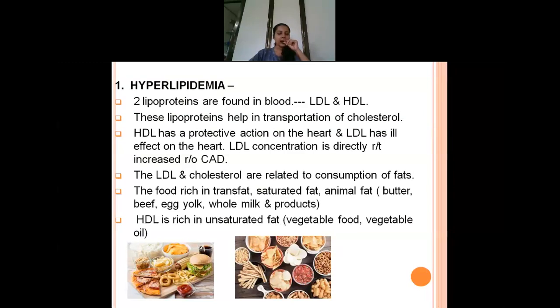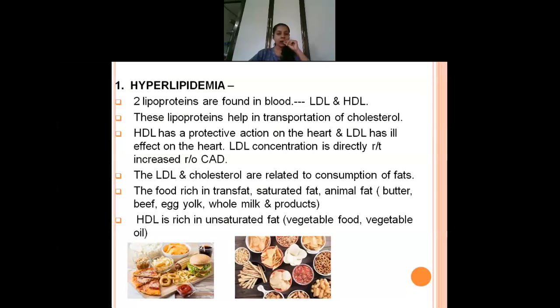So as I told, excess consumption of fats or oils in the diet or trans fat in the diet. We know that animal fat or saturated fat, for example butter, ghee, then consuming more animal fat like beef, egg yolk, whole milk products, all this can be harmful.